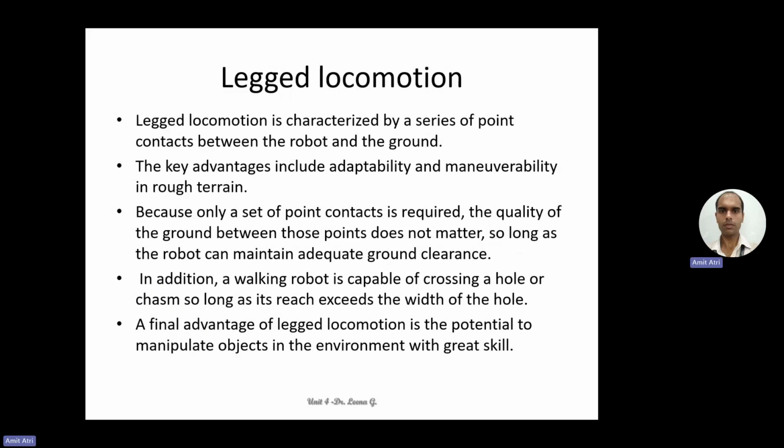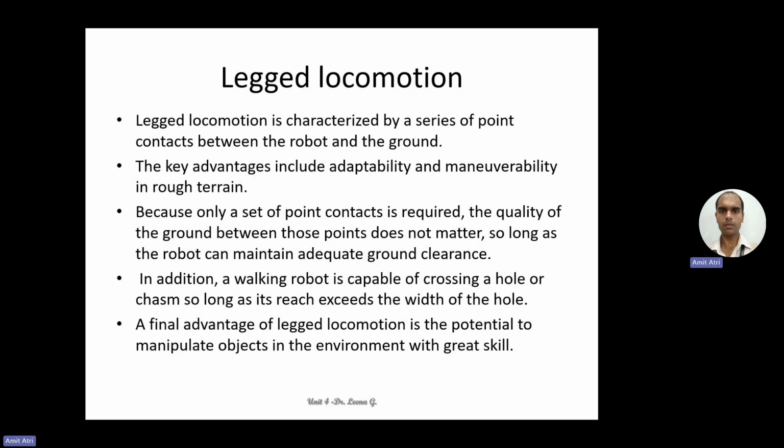Okay, today we will discuss the locomotion system used in the robot and continue with locomotion. The locomotion is characterized by a series of point contacts between the robot and the ground. There is a point contact in the case of leg locomotion. We will also see some other types of locomotion, like wheel locomotion.